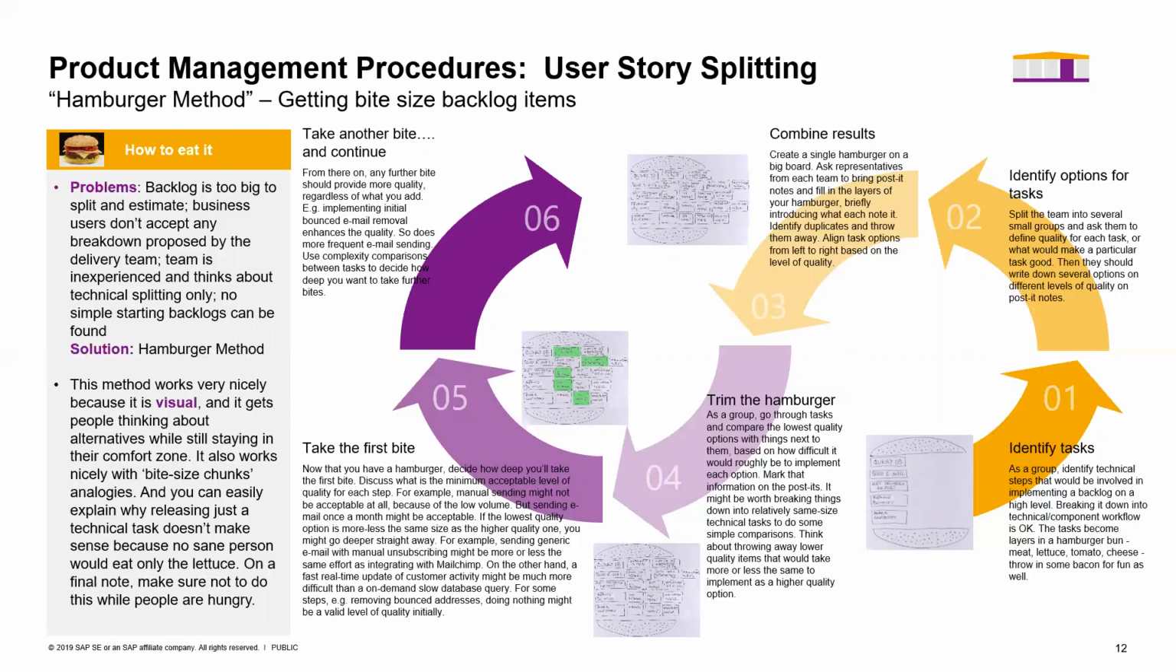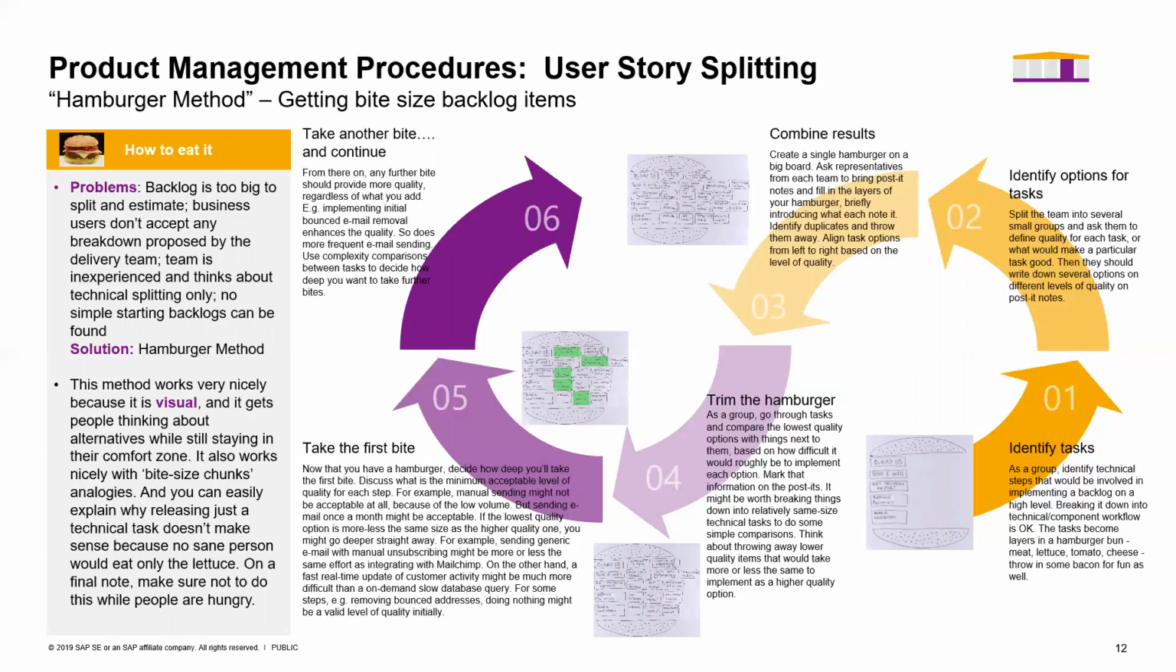The business user did not accept any breakdown proposed by the delivery teams. That means we don't have a smaller user story to deliver. The team is inexperienced, it could be technology complexities, or it could be new technologies. So one of the solutions is the hamburger approach.